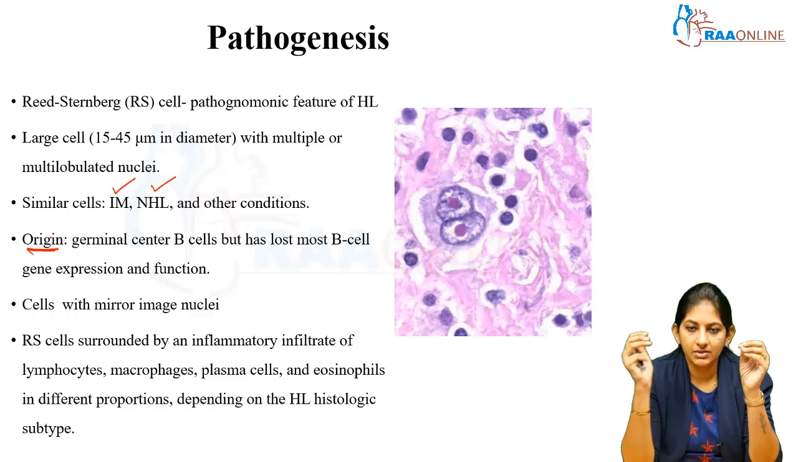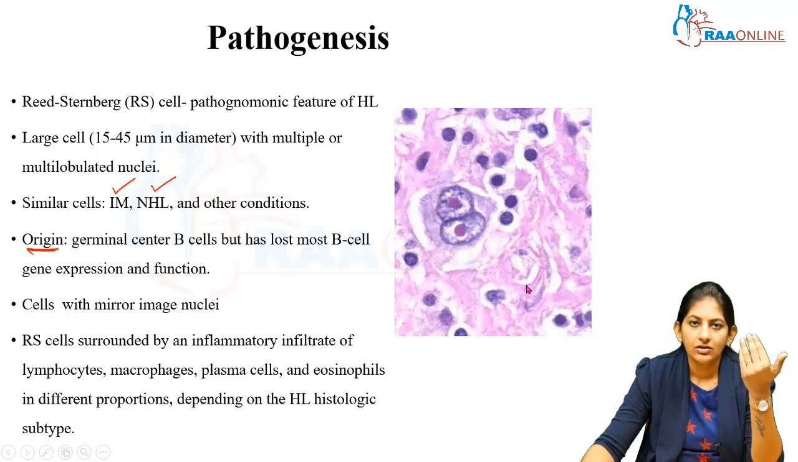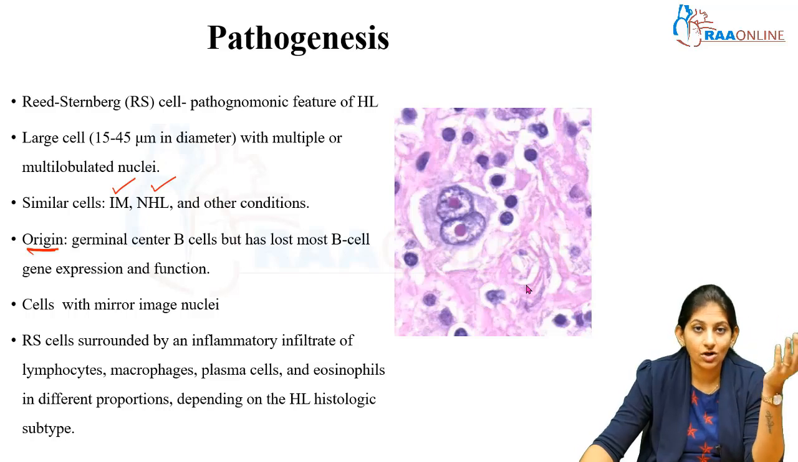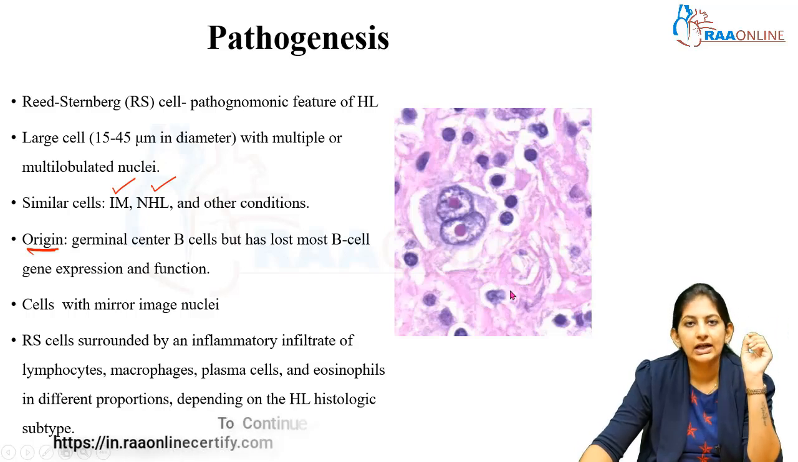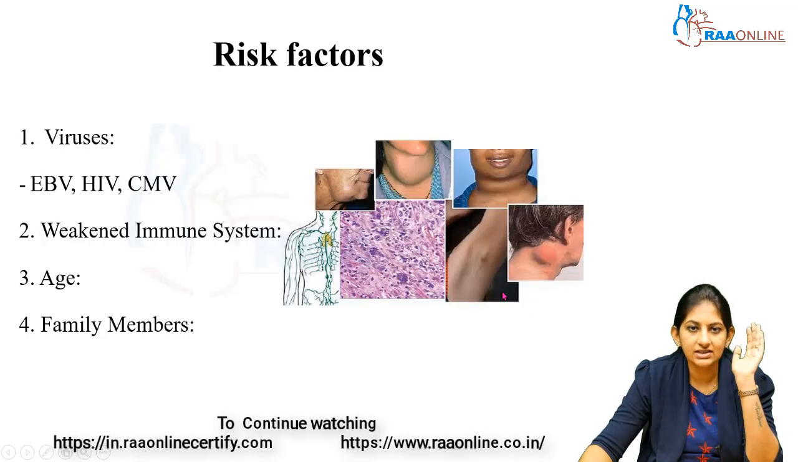Usually this Reed-Sternberg cell is surrounded by an inflammatory infiltrate. There are many macrophages, eosinophils, plasma cells, normal lymphocytes, etc. It is usually surrounded by an inflammatory infiltrate, and that depends on the subtype of HL. If it is lymphocyte rich, it is surrounded by lymphocytes. If it is the sclerotic type, it is surrounded by a sclerotic rim, something like that. So this is the brief discussion of a Reed-Sternberg cell.